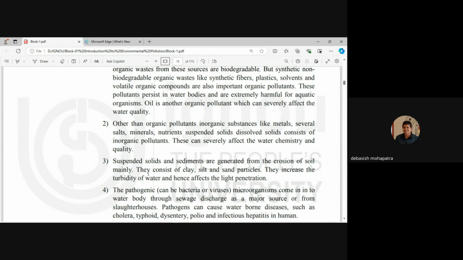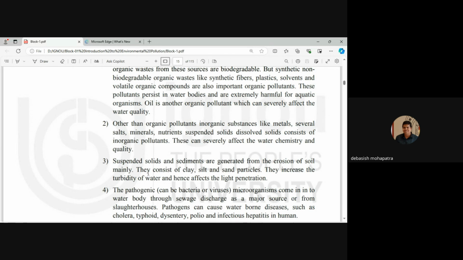Suspended solids and sediments are generated from the erosion of the soil mainly. They consist of clay, silt, and sand particles. So these are the particles which do not settle down. Okay, they increase the turbidity of the water, meaning that water will no more be clear. It will become hazy, and hence affects the light penetration. So when the water becomes hazy, the sunlight cannot penetrate.